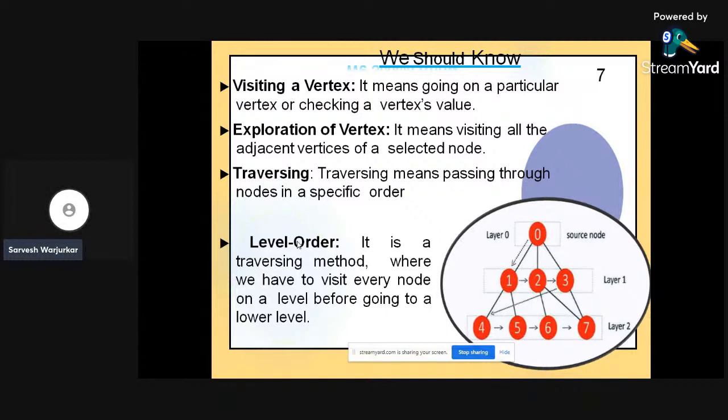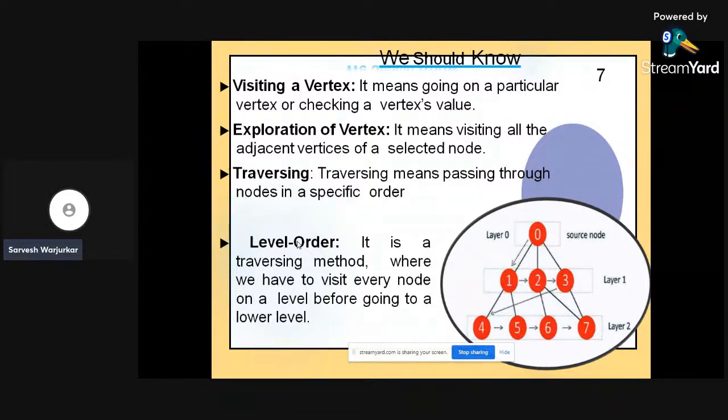If I throw more light on that, visiting a vertex means going to a particular vertex or checking a vertex value. Exploration of a vertex means visiting all the adjacent vertices of a selected node. These are the terminologies that may be asked in the GATE examination. Traversing means passing through nodes in a specific order. Level order is a traversing method where we visit every node on a level before going to the lower level.